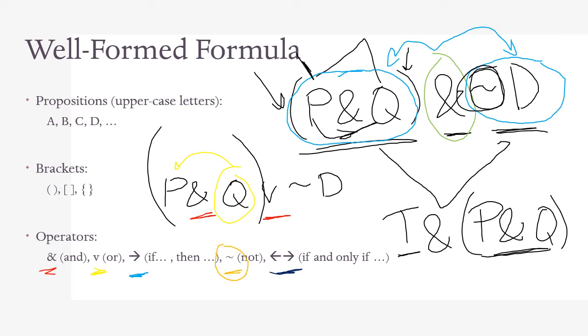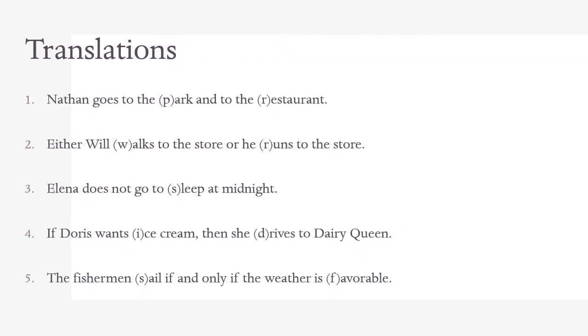So just to recap, we have letters, capital letters specifically, then we have brackets, and then we have our different operators. Those are the three different things that will make up a well-formed formula. Let's do a couple translations. I'm just going to go through these and show you how they're done.